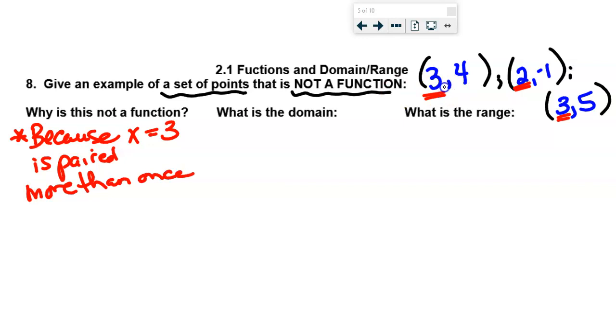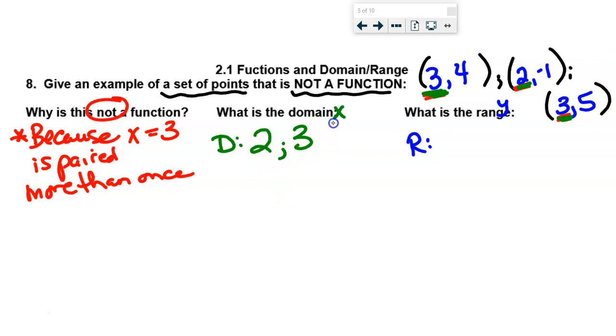So x equals 3 is paired with 4, it's also paired with 5, and that's why it's not a function. However, you can still give me the domain and range. The domain would be all of your x values, and the range is going to be all of your y values. But because this is a listing of ordered pairs, you're just going to list out all of your x values for me. So 3 and 2 and 3, I don't need to write the 3 twice. You're just going to write them in a little list.